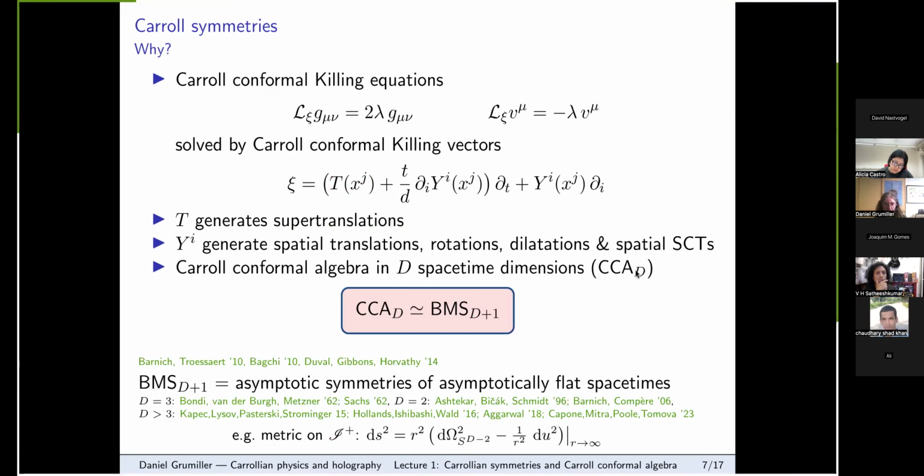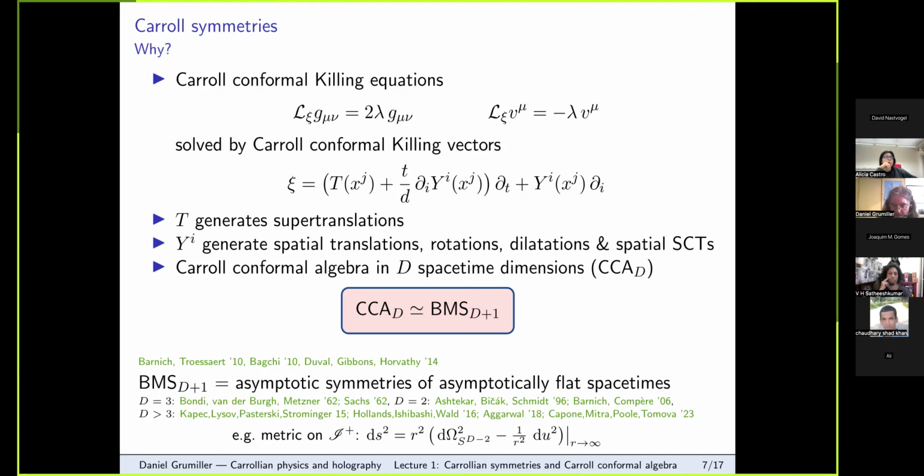And the key observation that was made by Duval, Gibbons, and Horvathy more than a decade ago is that the Carroll conformal algebra in D dimensions is isomorphic to the BMS algebra in D+1 dimensions. I will introduce the BMS algebra in more detail in my next lecture later this week.